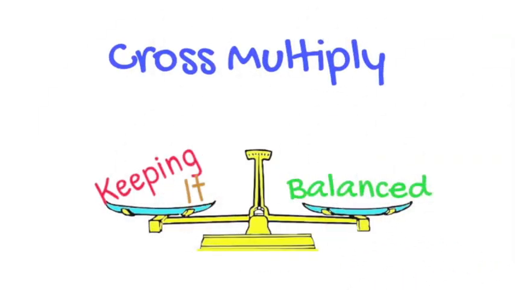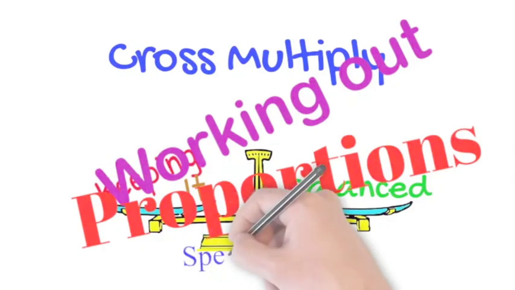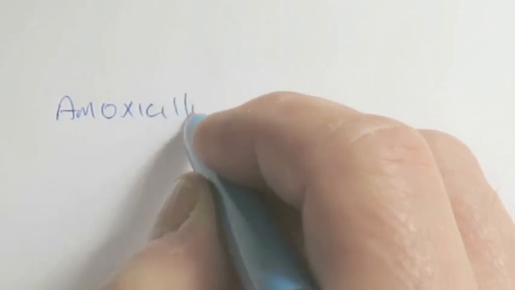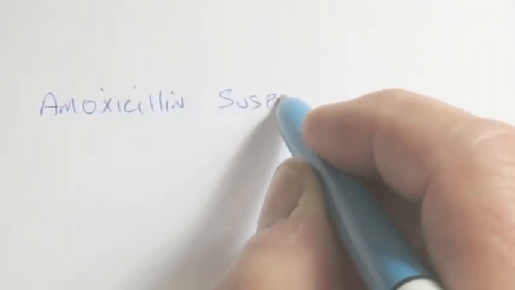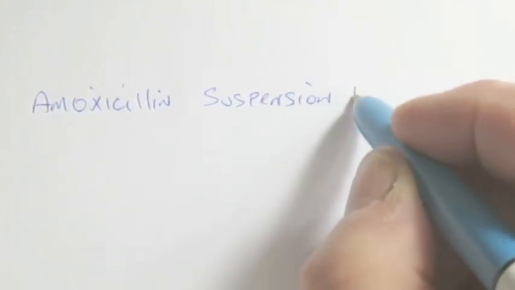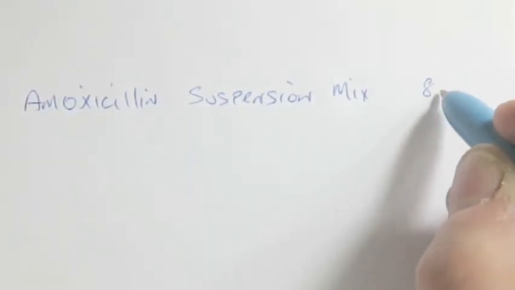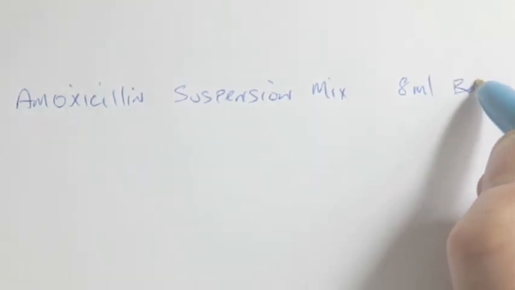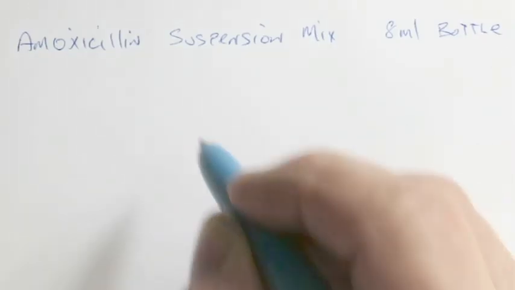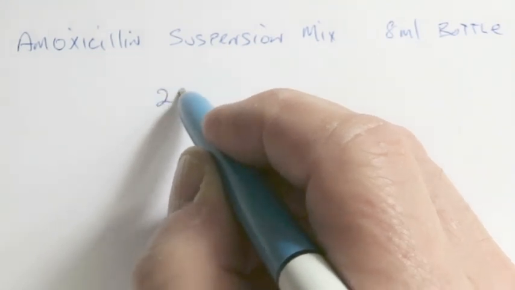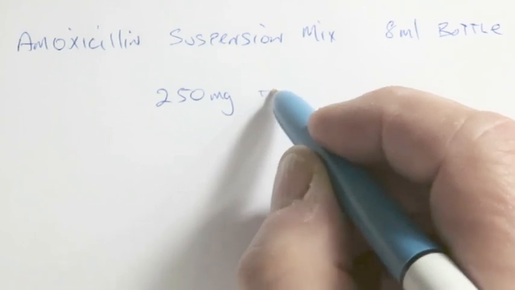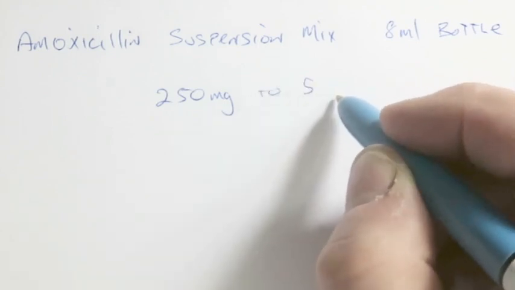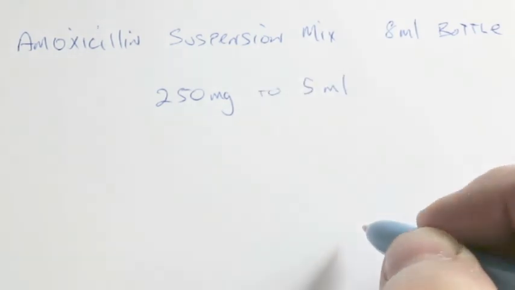Just by way of demonstrating how clear and simple this method makes working out proportions, we'll use an amoxicillin suspension mix that's going into an 8 milliliter bottle. I'm choosing a pharmacy calculation to start off with because sometimes when you see big words like amoxicillin or chemical compounds being used in a maths problem, it often makes you think from the start that, oh, it's too difficult to do. So just to show you how simple it is, just ignore the big words and look at the numbers. The proportion of the mix is 250 milligrams of amoxicillin to 5 mils of water.